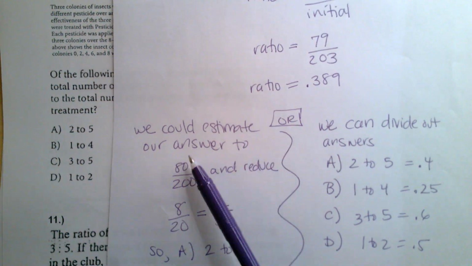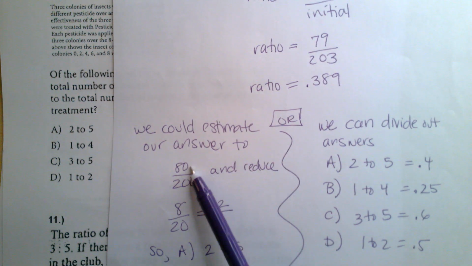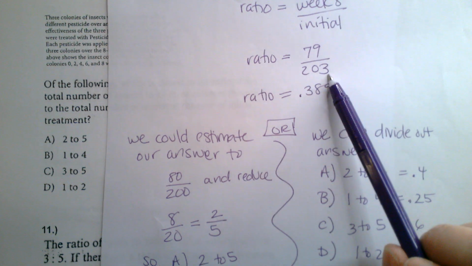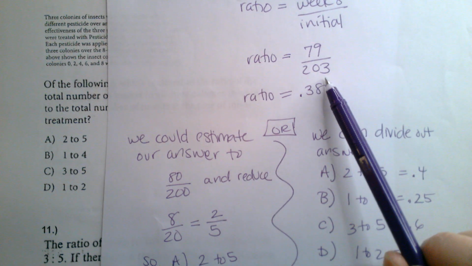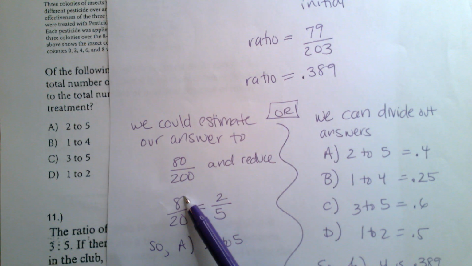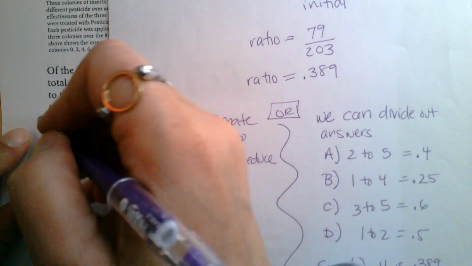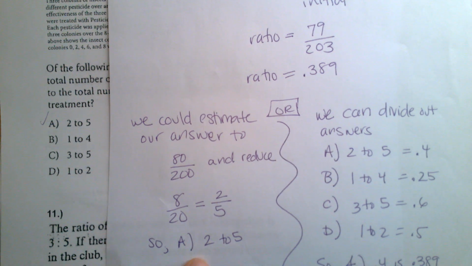We could estimate our answer to 80 over 200. So remember, it was 79 over 203. I got very particular about where my bars were. And if you reduce 80 over 200, you get 2 over 5, which is A. So you could do that.